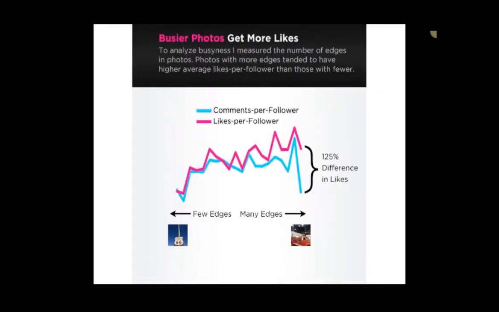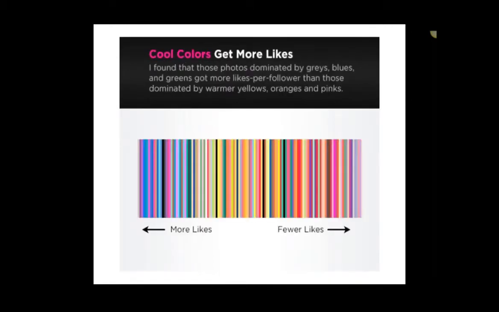To analyze business, I measured the number of edges in photos. This is kind of stupid. Photos with more edges tended to have higher average likes per follower than those with fewer. Kind of weird. And then colors. So more likes with the crazier colors, fewer likes with the more basic colors. So just think about that. So the crazier you get, the better.